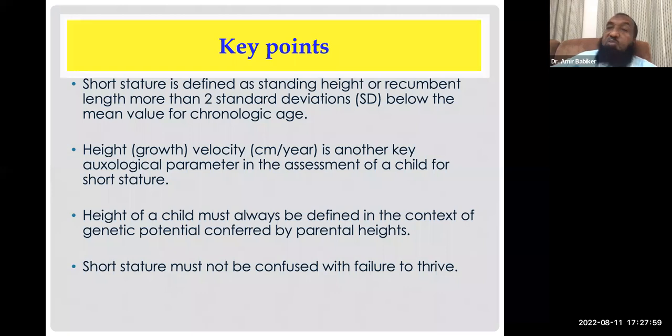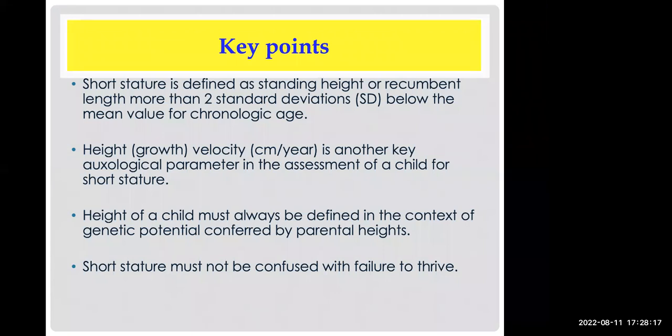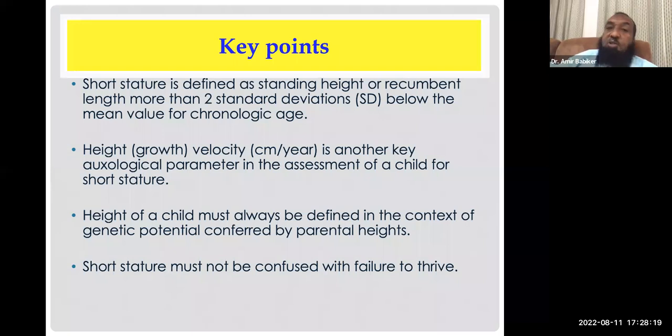So this is important, because you may see a patient who is normal now or within normal, but this patient's growth is drifting away, so dropping down. And this happened after an accident or observation by parents, because this patient had a road accident or brain tumors or whatever. Height of a child must always be defined in the context of genetic potential.